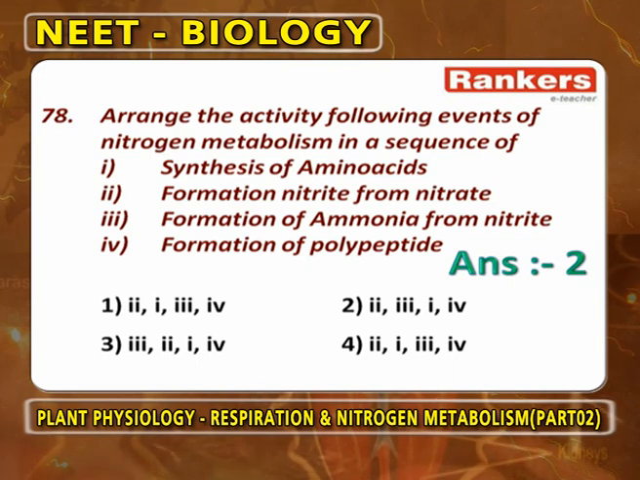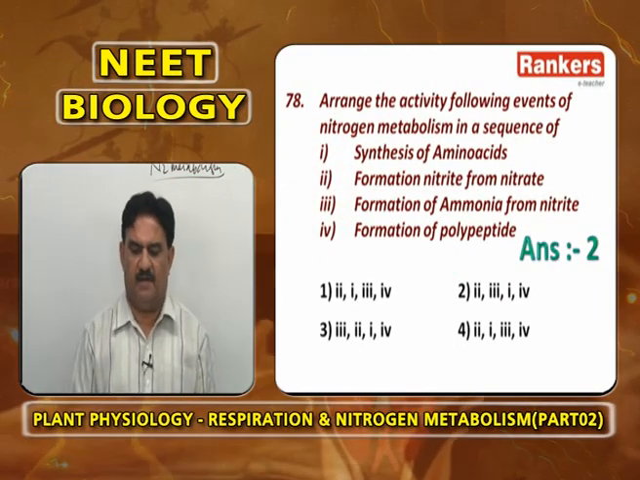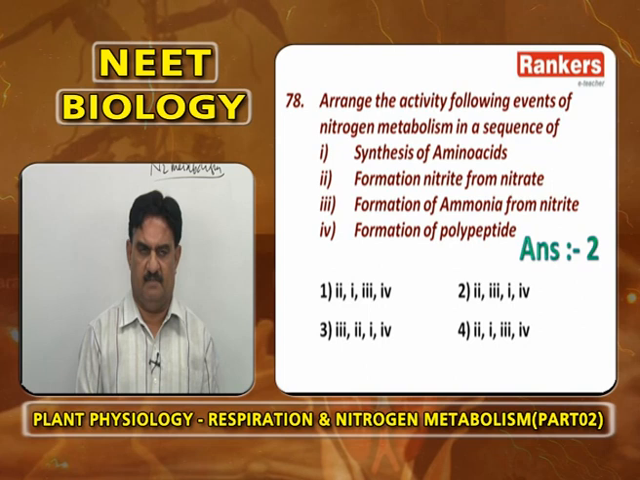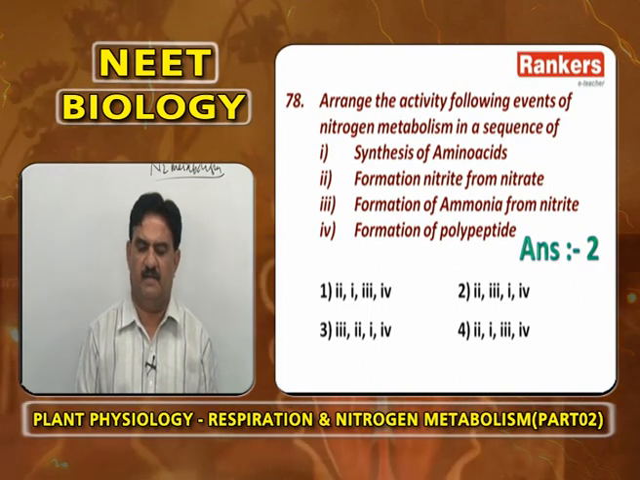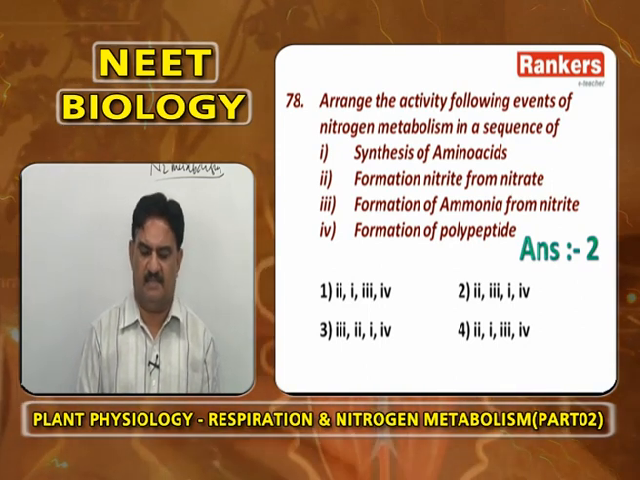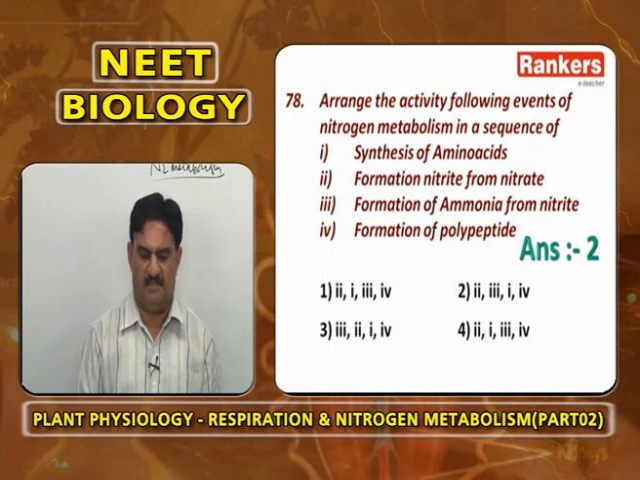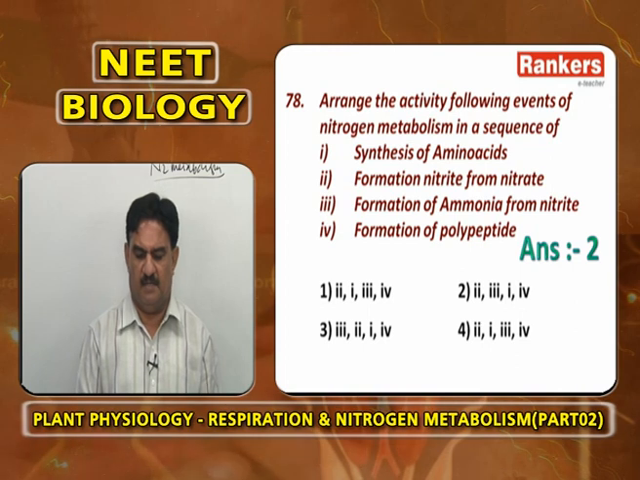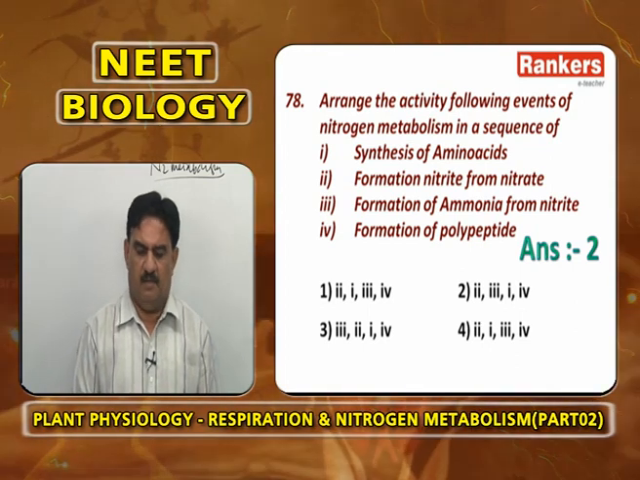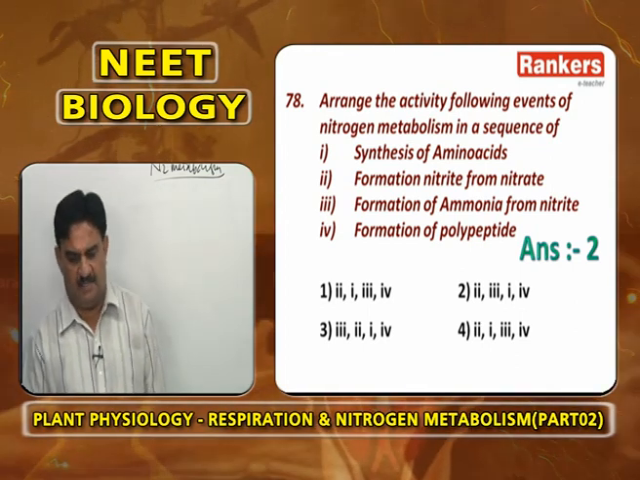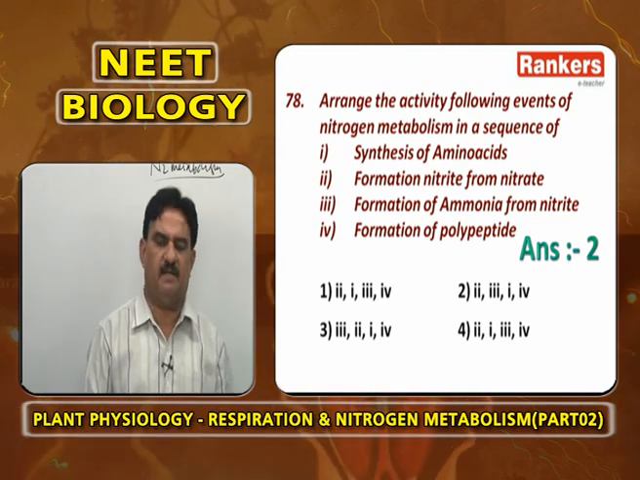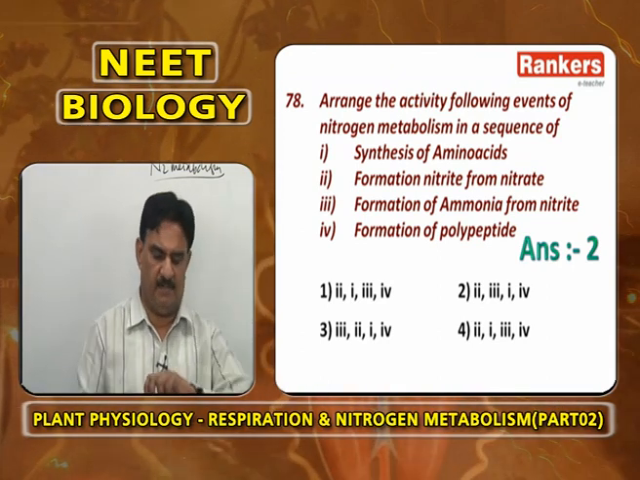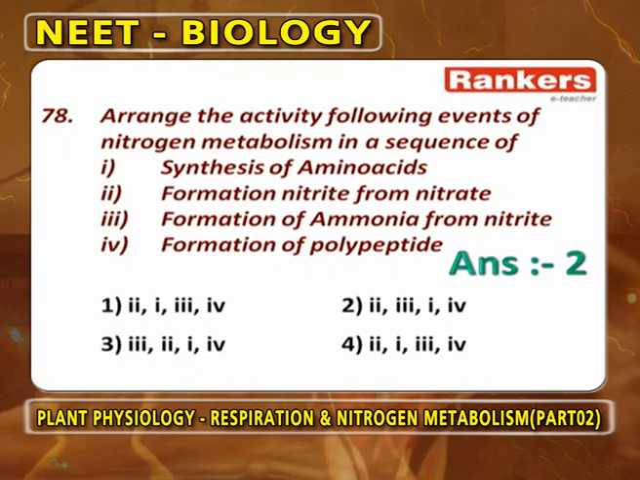So, first formation of nitrite from nitrate, then formation of ammonia from nitrite, then synthesis of amino acids, where ammonia is converted into amino acids, and then formation of polypeptides. So, 2, 3, 1, 4. After the formation of amino acids only does polypeptide linking take place, and a long polypeptide chain of amino acids is called a protein.